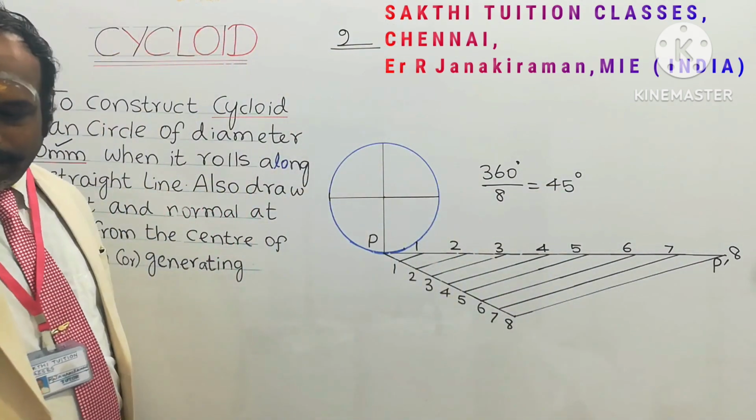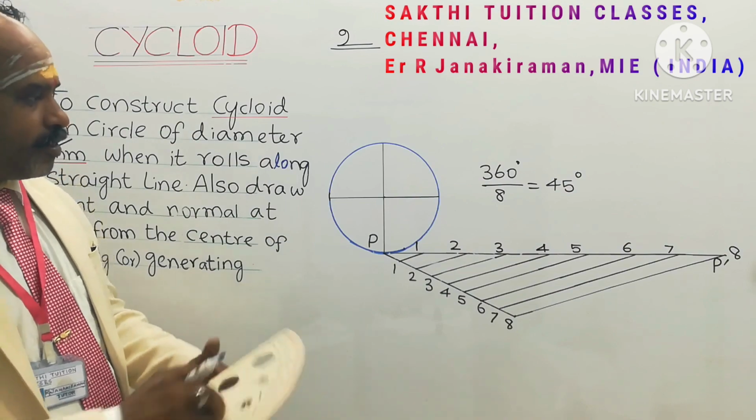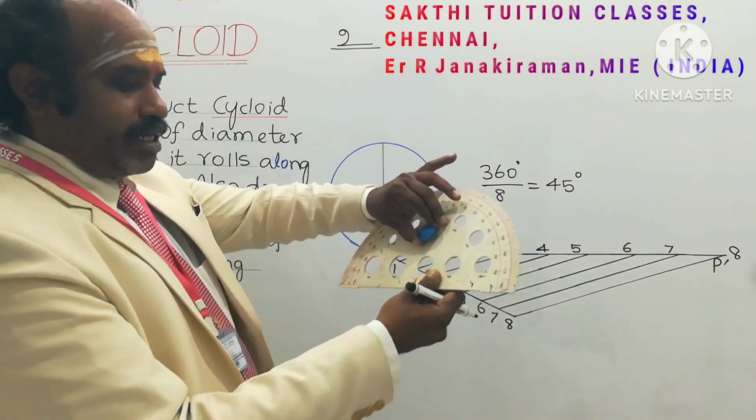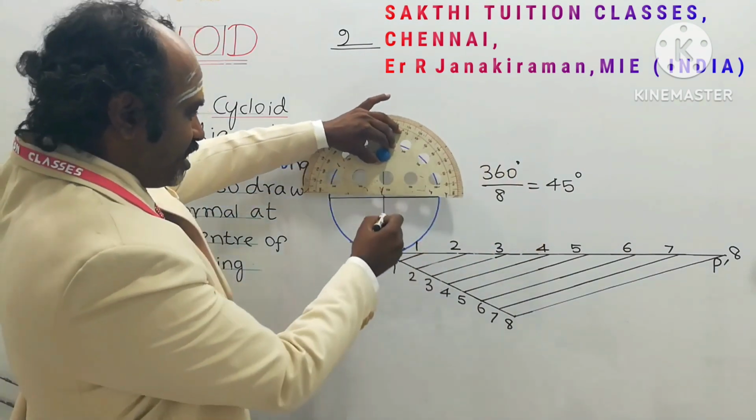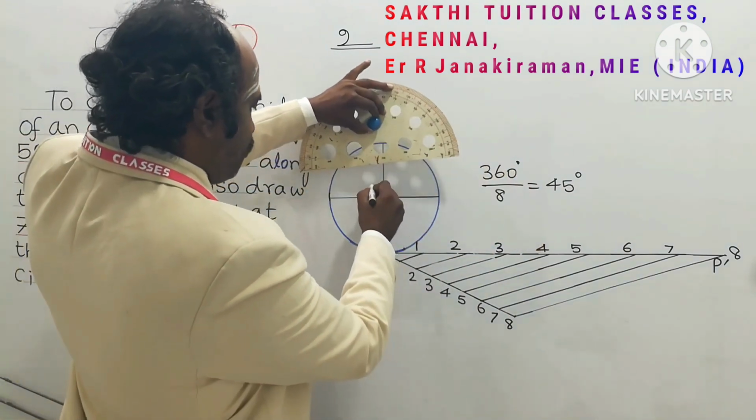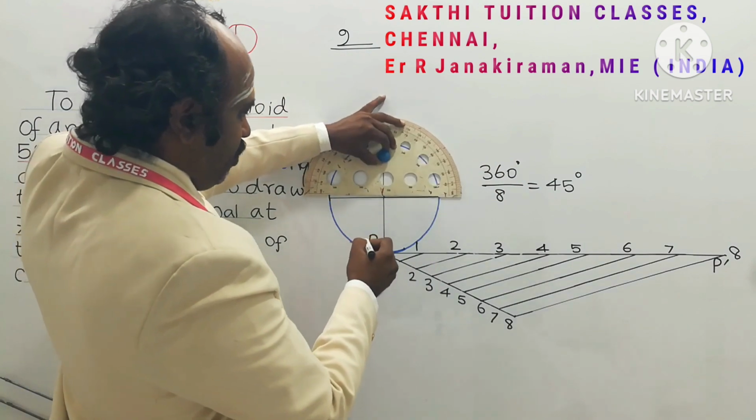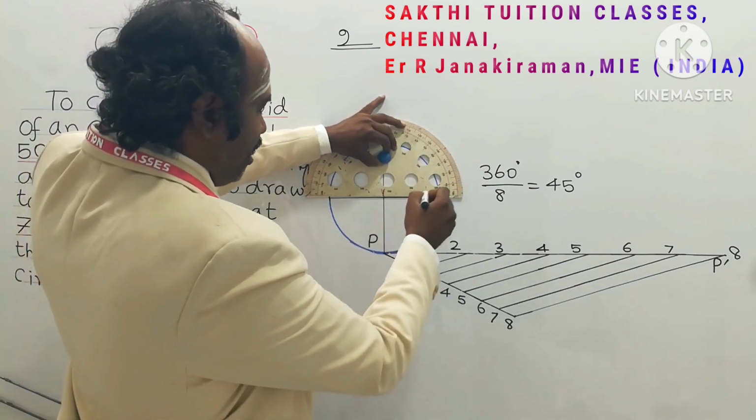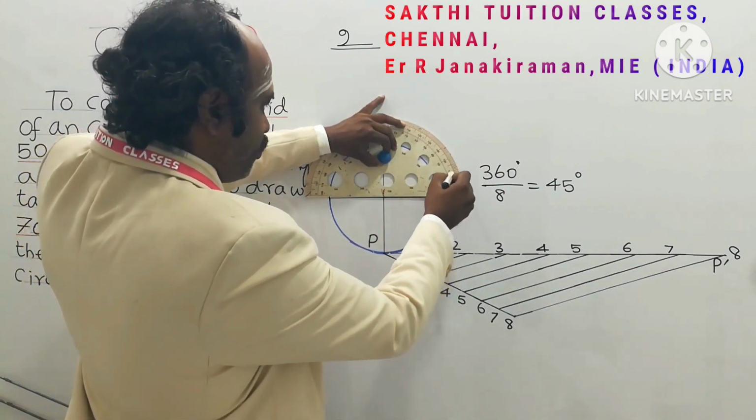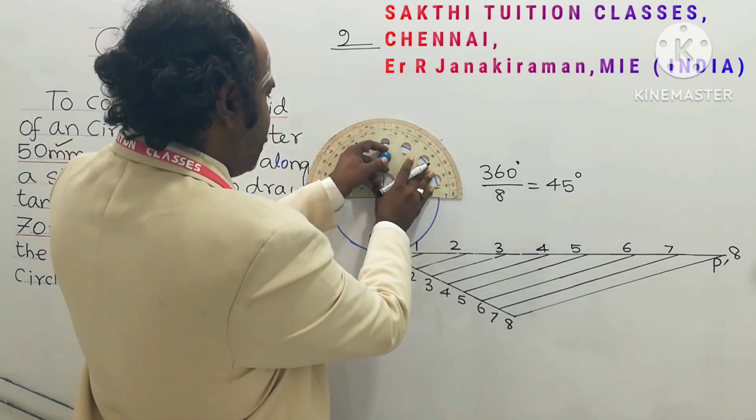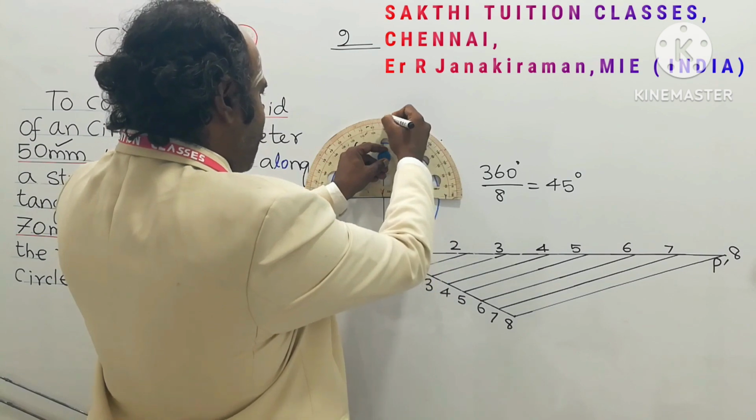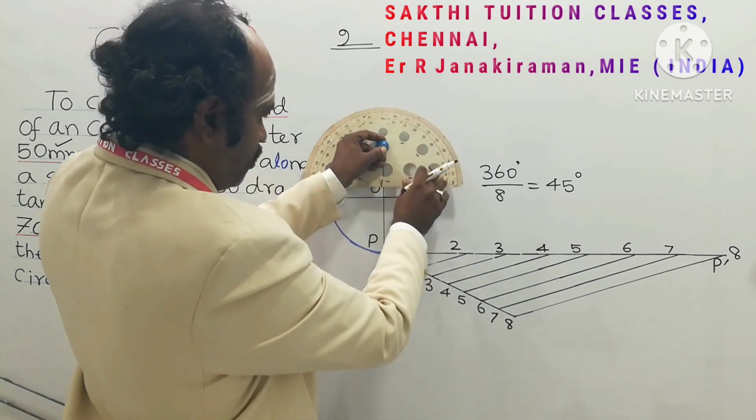Understand? So take your protractor. Keep the base of the protractor, the center of the base, in coincidence with the center of the circle, which is marked as O. So keep the protractor like this. Mark an angle of 45 degrees. Read like this: 0, 10, 20, 30, 40, 45, put a point. 45 plus 45 will be 90. 90 plus 45 will be 135.